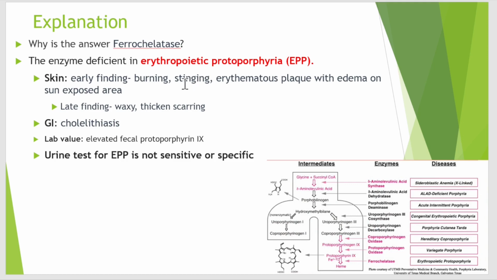Now, here's the key thing, and I actually learned this from an attending recently. There is no PP in EPP, so that means no porphyrins are noted in the urine, the PP of EPP. So that is a good way of noticing that the urine test isn't too sensitive or specific, but the fecal protoporphyrin 9 finding might help you out.